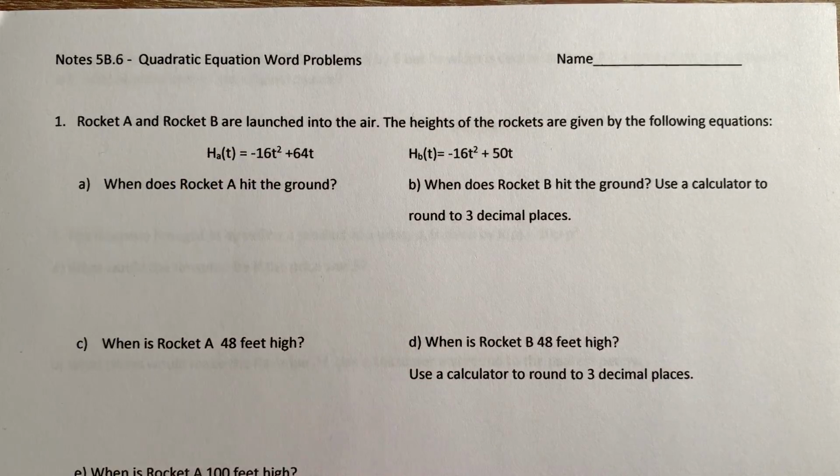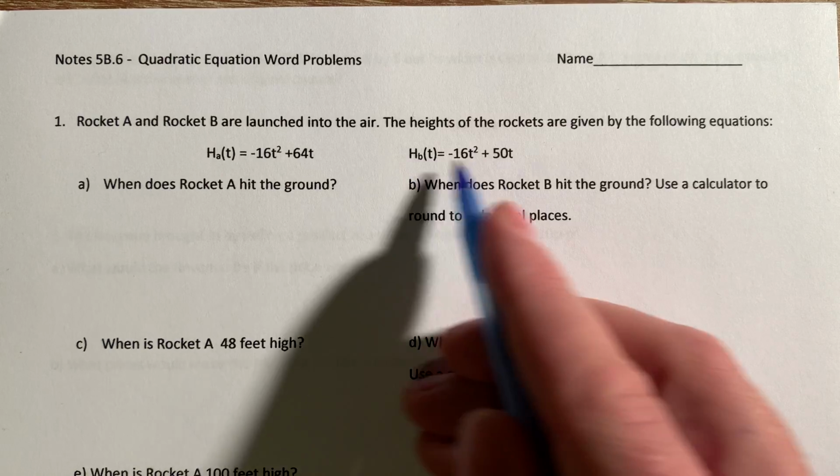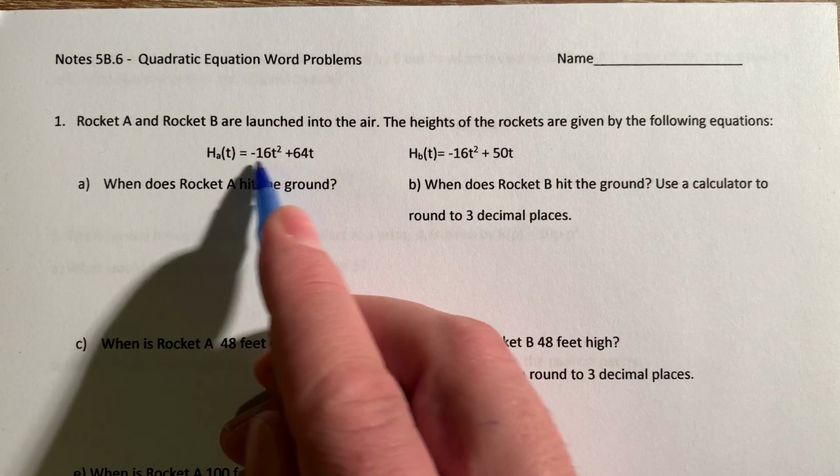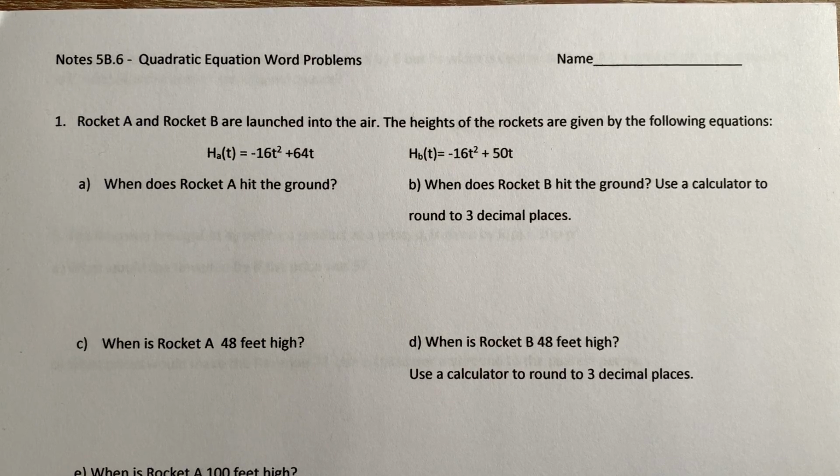Rocket A and Rocket B are launched into the air. The heights of the rockets are given by the following equations. The height of Rocket A is negative 16t squared plus 64t, and the height of Rocket B is negative 16t squared plus 50t. When does Rocket A hit the ground?